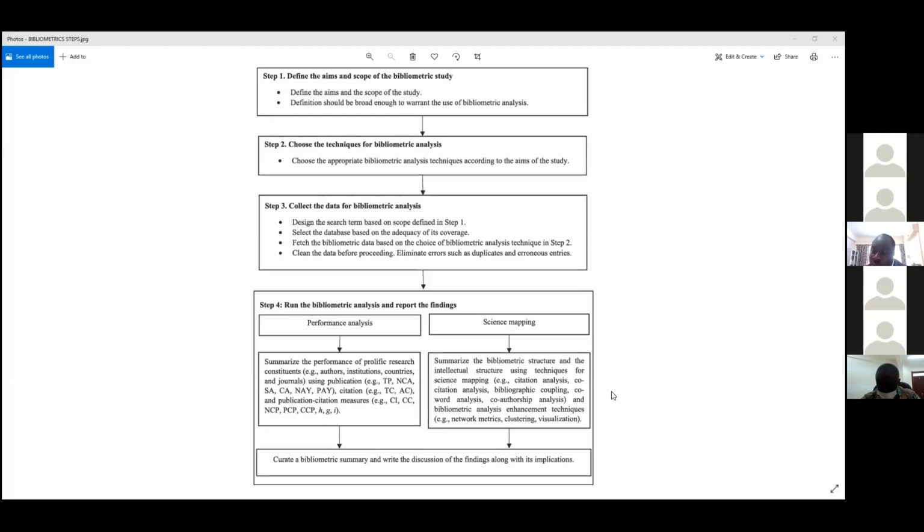And then you'll be able to write the report and to characterize and quantify the research that they have done over a specific period of time. It's always over a specific period of time. It could be a decade, it could be 5 years, it could be more than that.